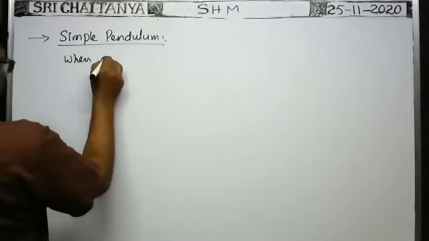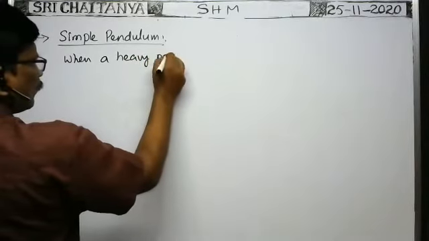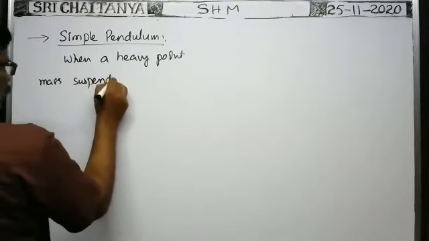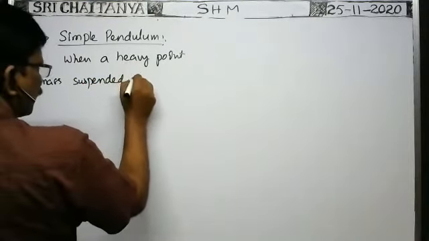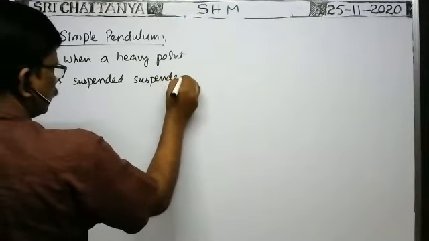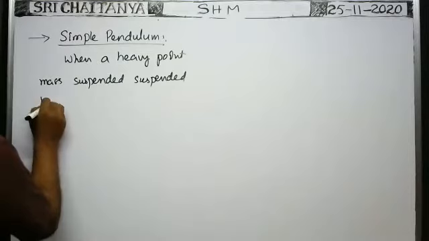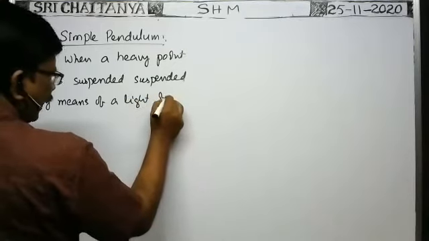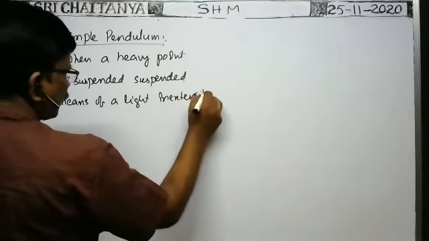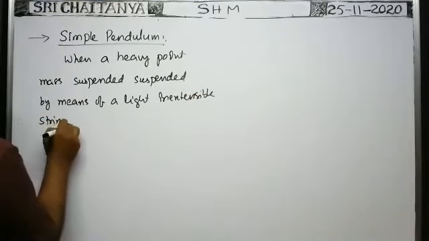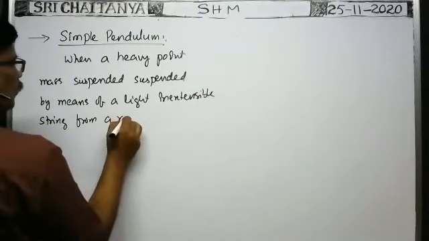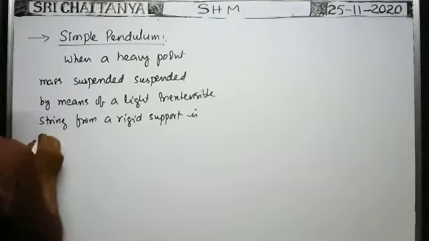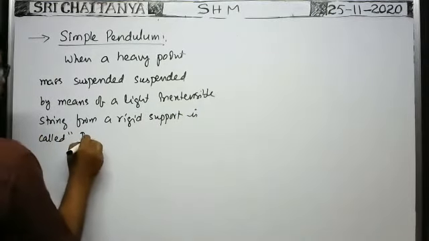When a heavy point mass is suspended by means of a light inextensible string from a rigid support, it is called an ideal simple pendulum.